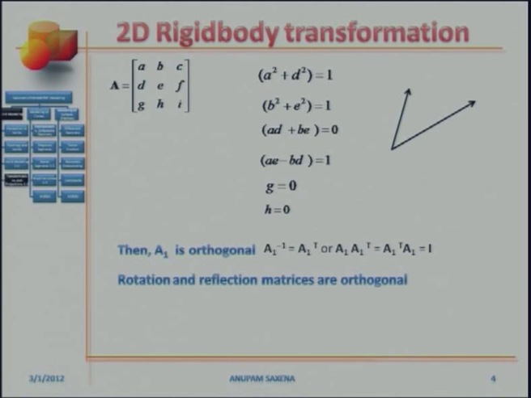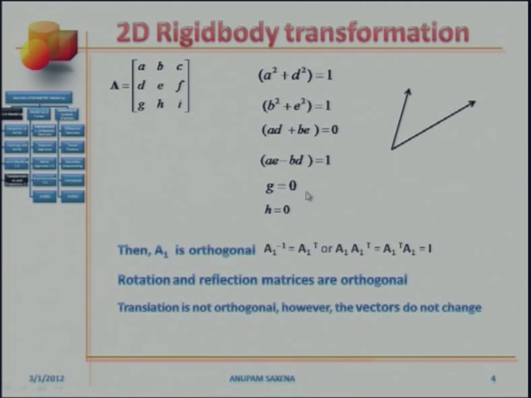If we look at rotation and reflection matrices, the cases that we had discussed in lecture 9, we find that rotation and reflection matrices are orthogonal. However, translation is not an orthogonal operation. In that case, the vectors do not change.